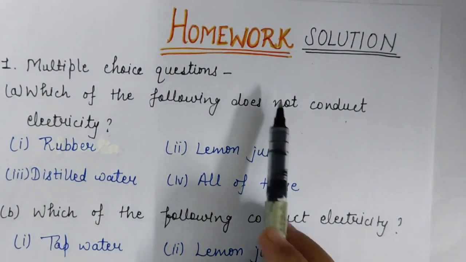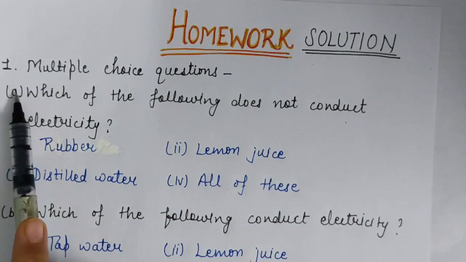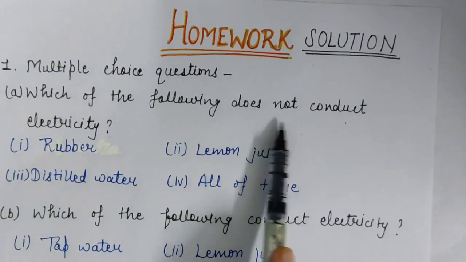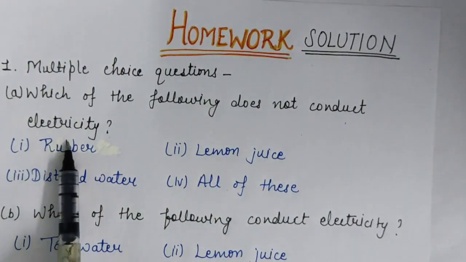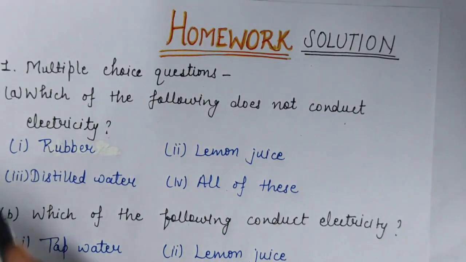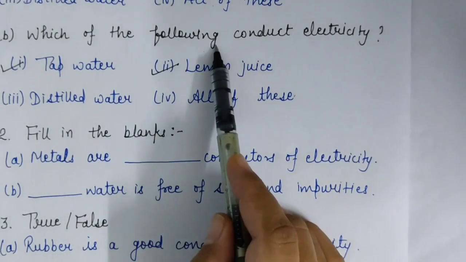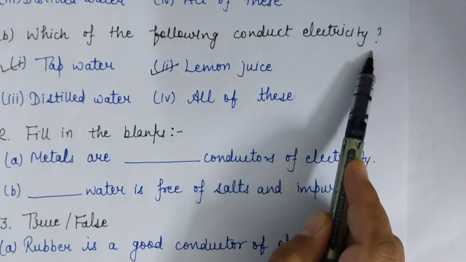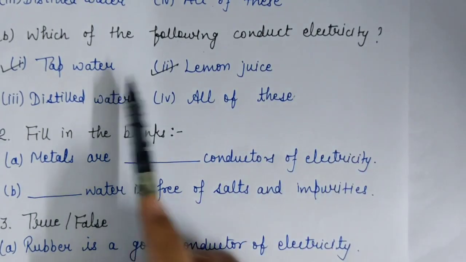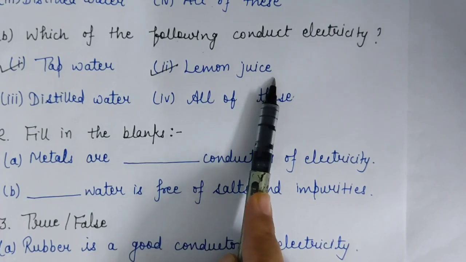So students, now we will discuss the homework solution of the previous lecture. First question was, which of the following does not conduct electricity? So the answer is rubber. Rubber does not conduct electricity. Which of the following conduct electricity? So the answer is tap water and lemon juice. They both can conduct electricity.